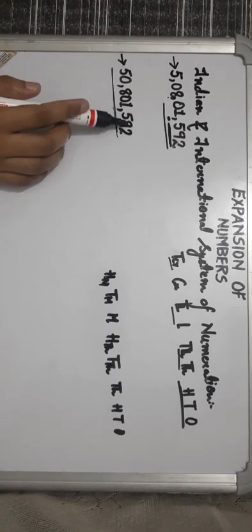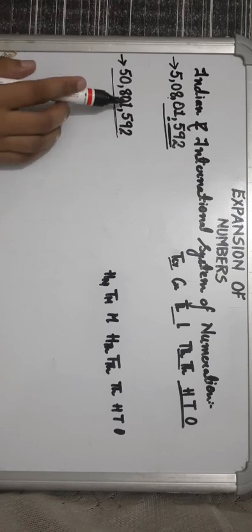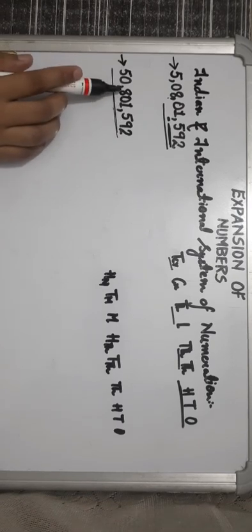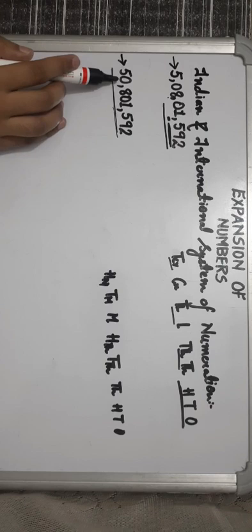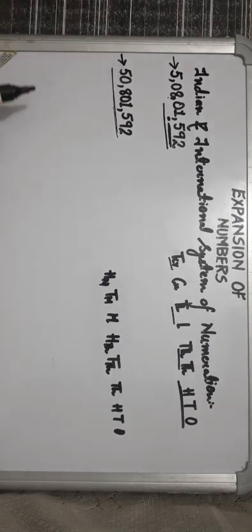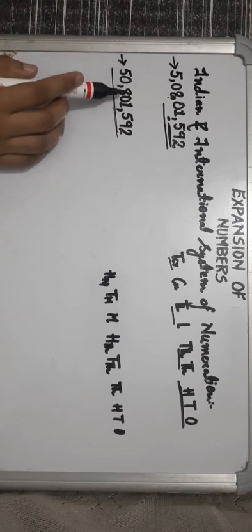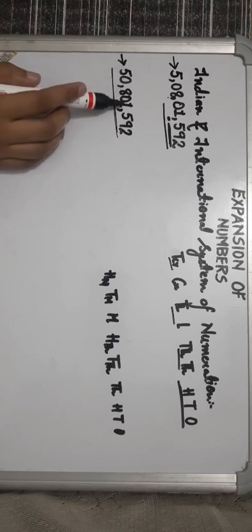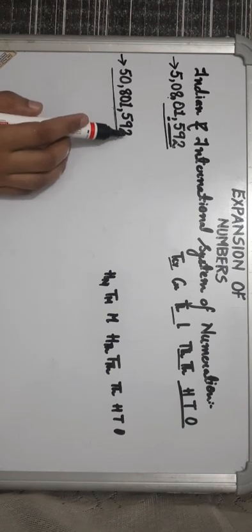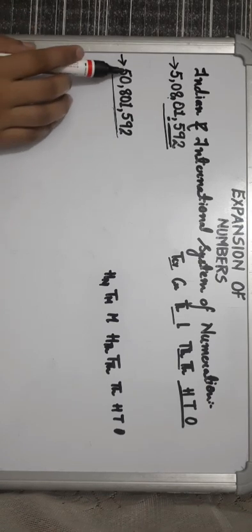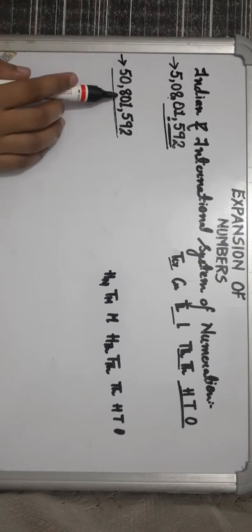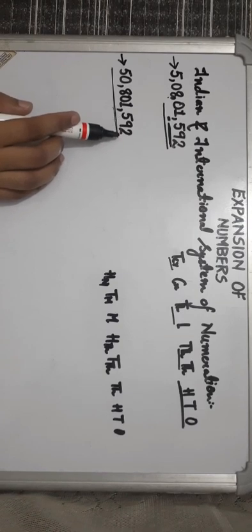Look, 1s, 10s, 100, 1000, 10,000, 100,000, million, 10 million. So we will read it as 50,801,592. Once again, 50,801,592.